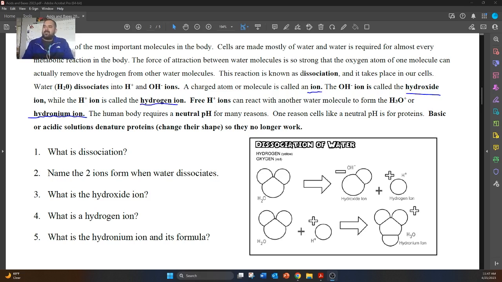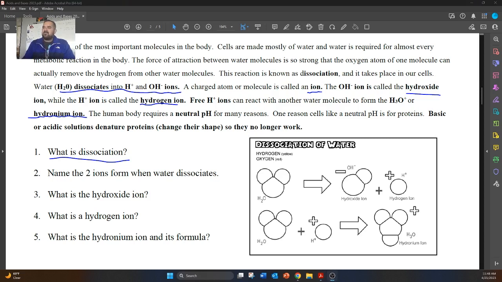What is dissociation? You should have read it in the paragraph up here. So what is dissociation? No, we're looking at number one. What is dissociation? So what is it?